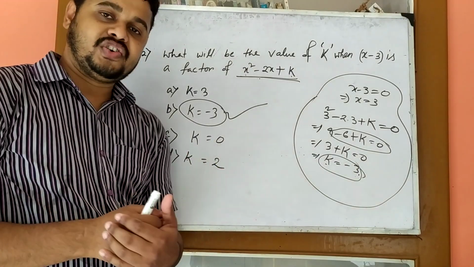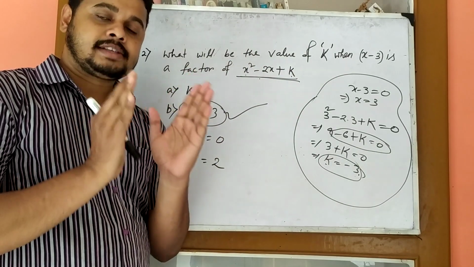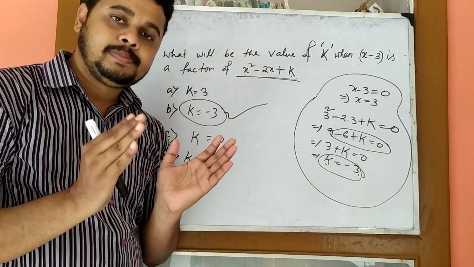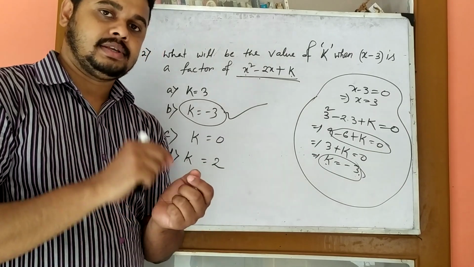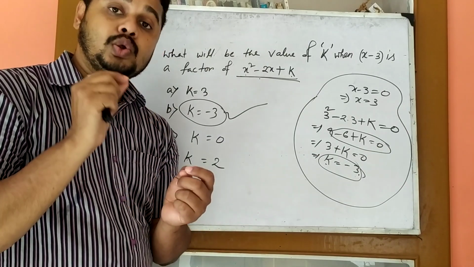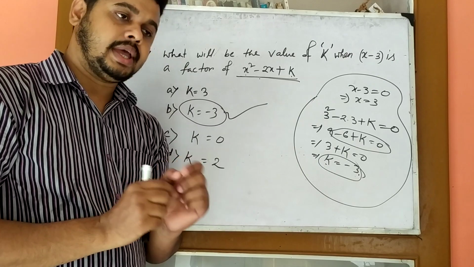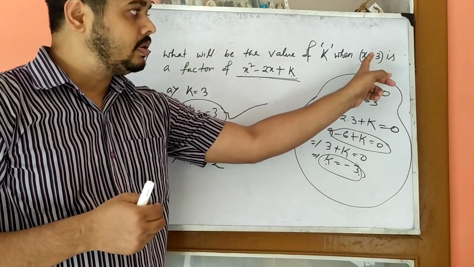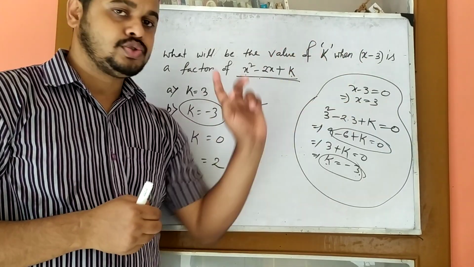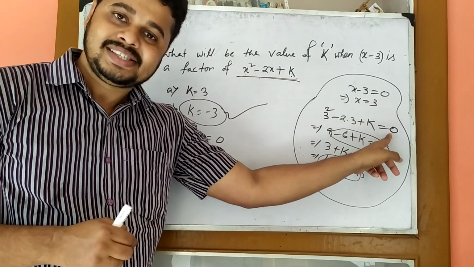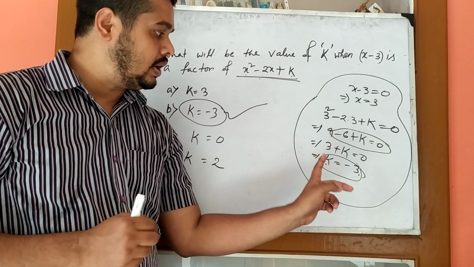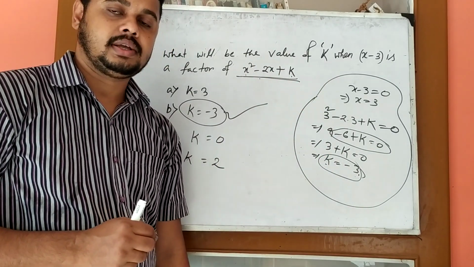Okay, so let's revise it. When x minus a or x minus b is a factor, at that time we have to find the value of x, converting that into an equation. Now put that value, 3, in the given polynomial, and equating to 0, we can get the value of the constant. Clear?